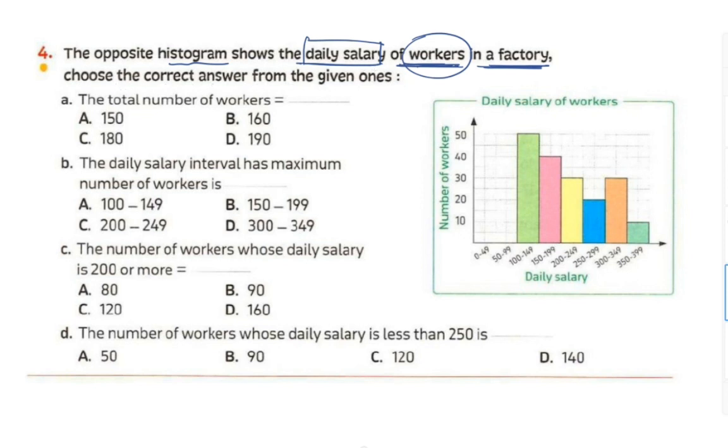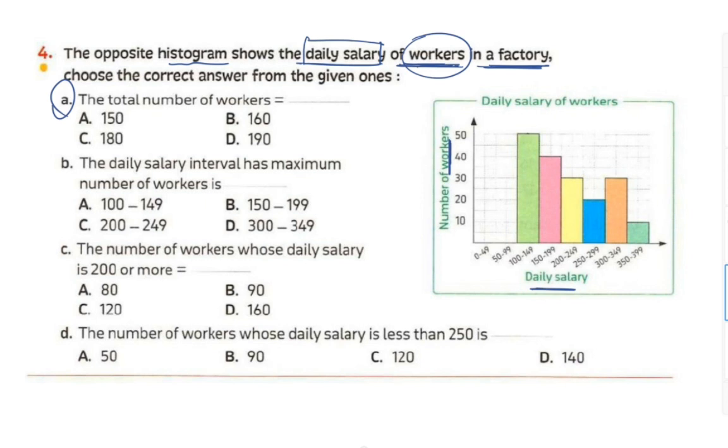Now, look here. We have the daily salary of workers. The y-axis has the number of workers, as the number of students in the previous question. Here we have daily salary and number of workers. Okay. First question. Total number of workers. I need to add all these workers.